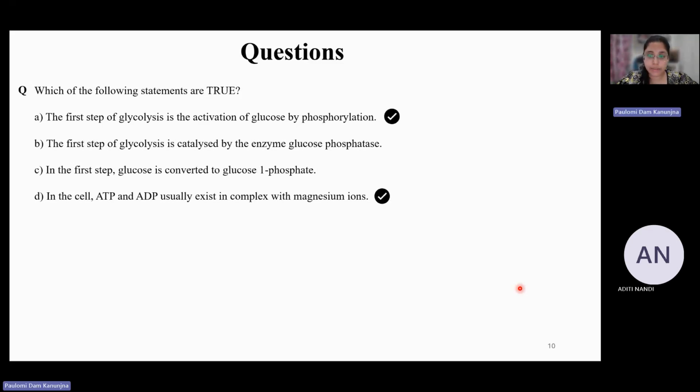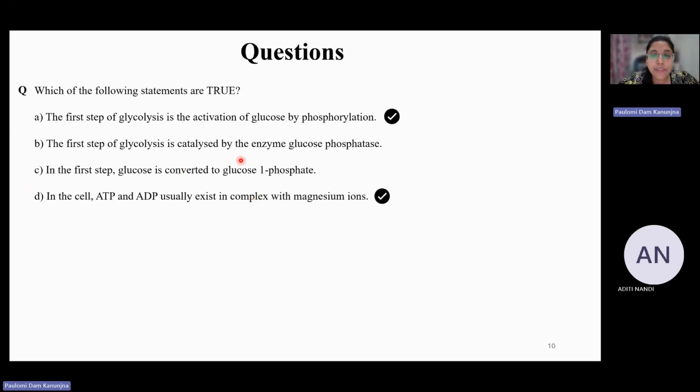Okay. A and D, like Aditi mentioned again. As you can see, the first point is the first step of glycolysis is the activation of glucose by phosphorylation. That is exactly what we did. So that we know is correct, because we remember glucose is phosphorylated and it becomes glucose 6 phosphate. And because the product here is glucose 6 phosphate, that makes the third statement wrong.